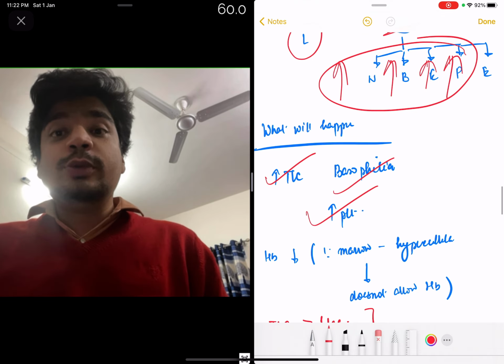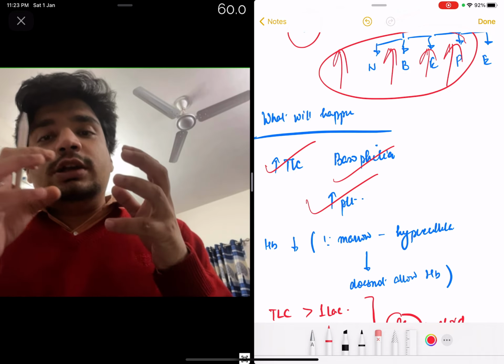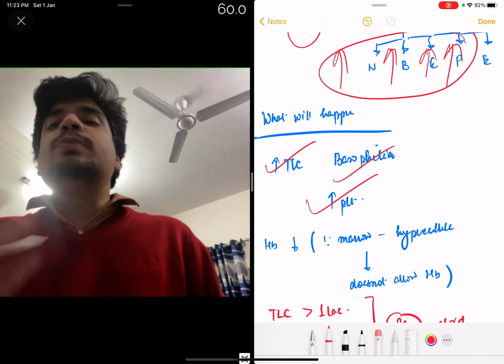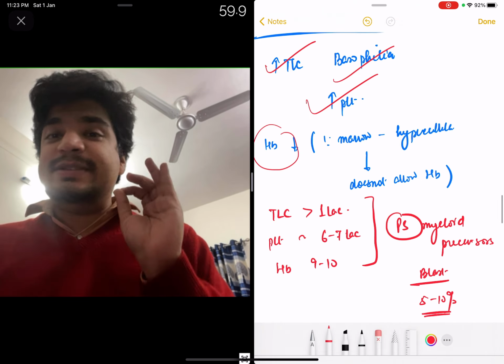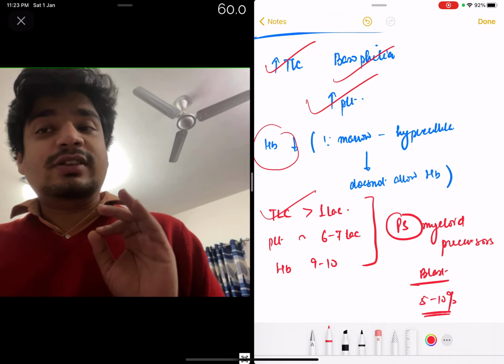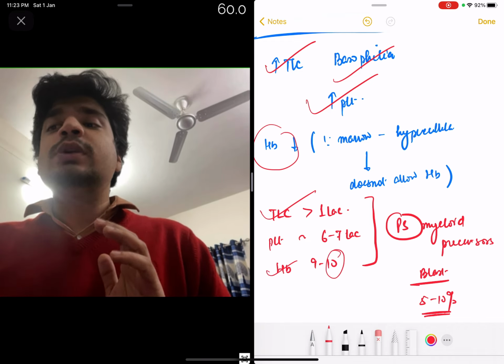Now you'd say hemoglobin also should have been increased. No. What happens is because of this hypercellular marrow, the erythroid precursors do not have enough space to proliferate. So hemoglobin tends to be slightly on the lower side. And CBC will typically reveal a TLC of more than 1 lakh. Platelet will be 6, 7, 8, 9 lakhs. Hemoglobin will be around 10.